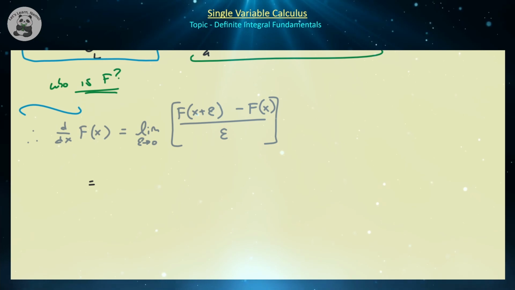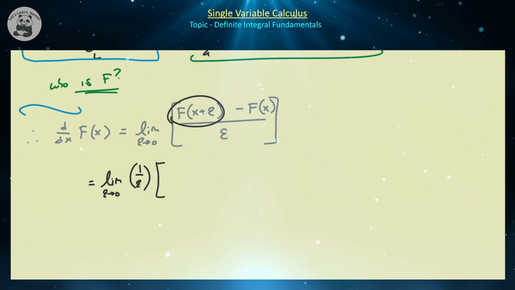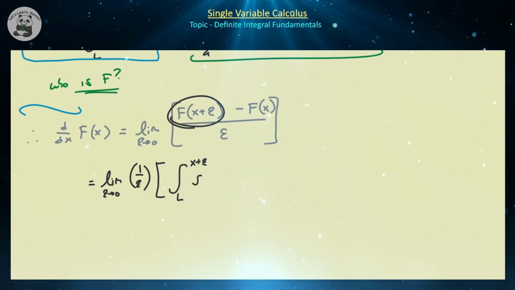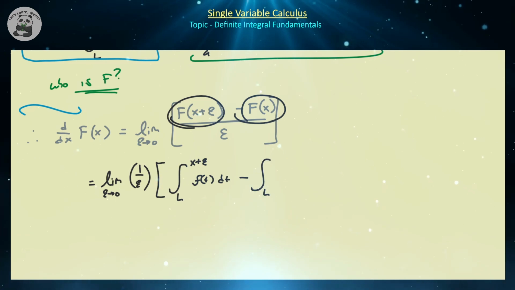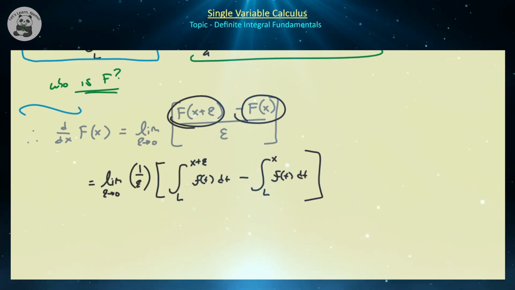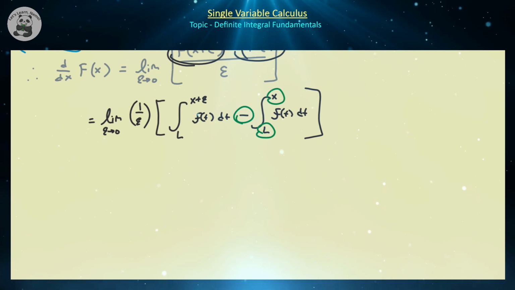So this is going to be equal to the limit as epsilon goes to 0. Let's factor out that 1 over epsilon so we have something nice. So F of x plus epsilon, what is that? That's the area from L to x plus epsilon of our function f of t dt. And then we're going to have minus the integral from L to x of f of t dt. And here I'm going to reverse my limits and then change my minus to a plus, just to see what that turns into.